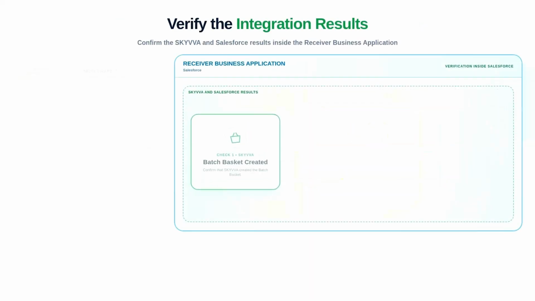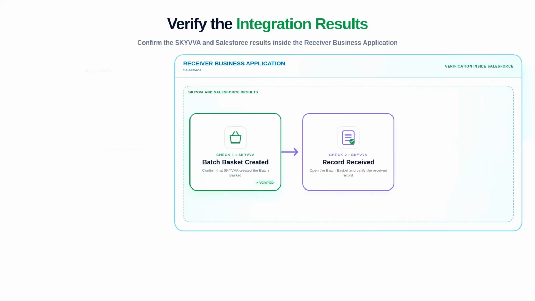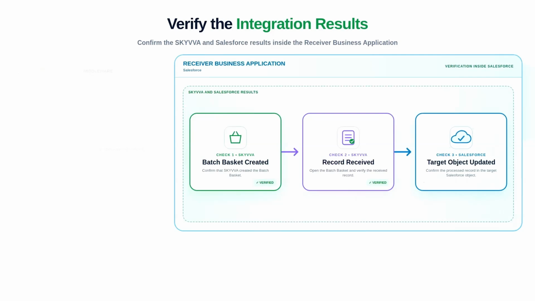Verification. Finally, we can verify the batch basket and receive records in SKYVVA. We can then confirm that the record was processed successfully and delivered to the target Salesforce object.